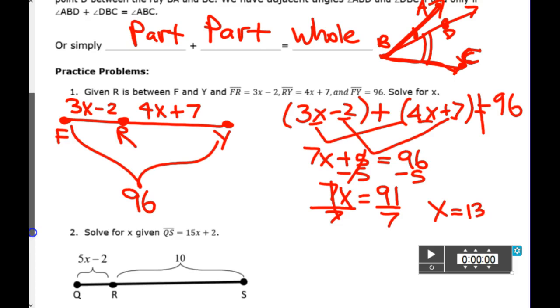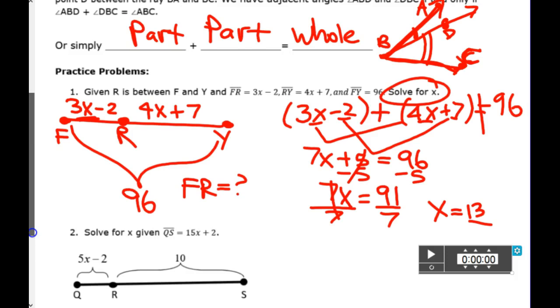Now real quick, we did what we were supposed to. We solved for x. But sometimes you might be asked to find a value. So if they said, you know, what's FR equal to? Could you plug 13 back into x? So 3 times 13 minus 2. Okay? You could get a value if they asked you for it. They didn't, but I'm just saying, it's possible, right?